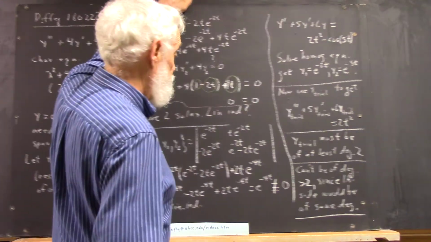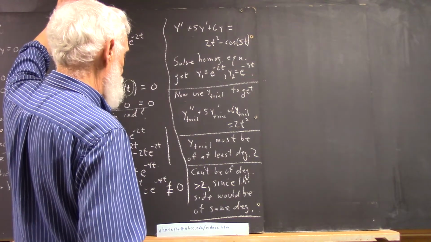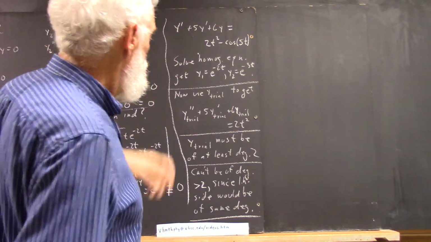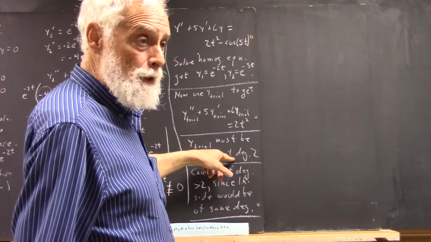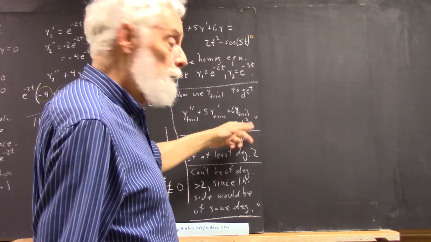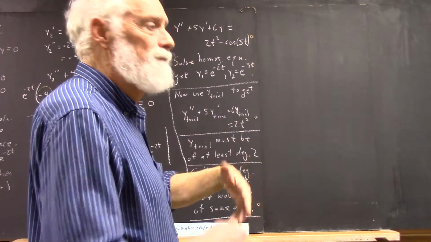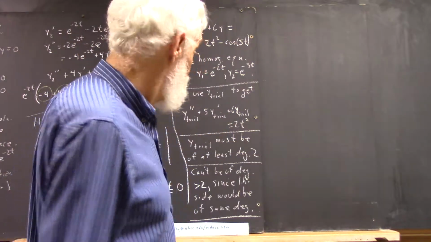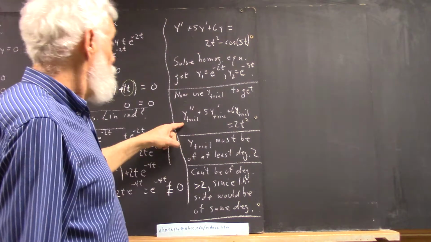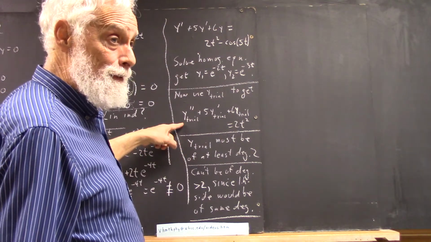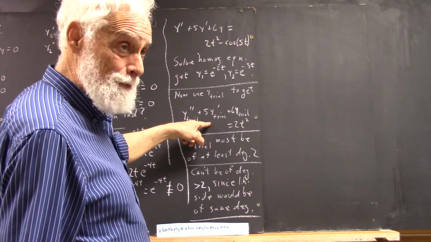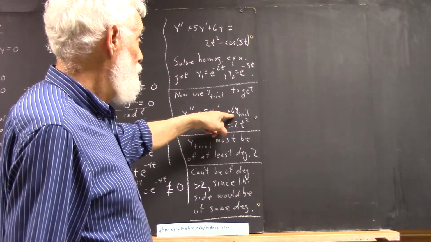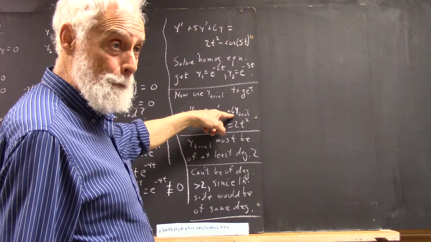So now, we're going to say, okay, what if we just use t squared? Well, if we just use some multiple of t squared, like ct squared, right? Then you would get 2c here. And you would get 5tc here. And you would get 6ct squared here.